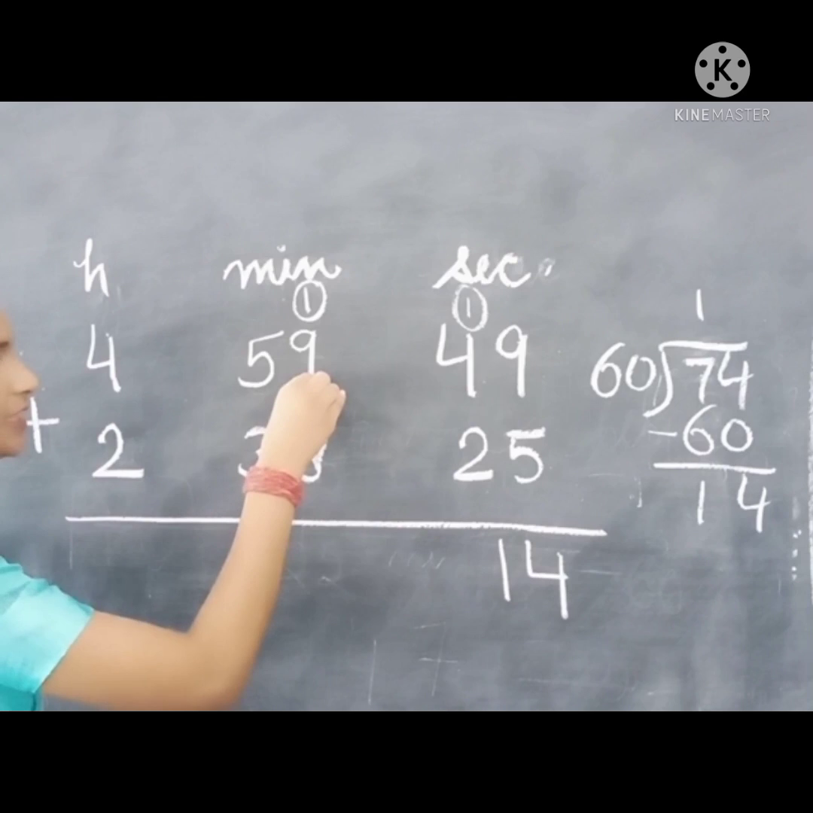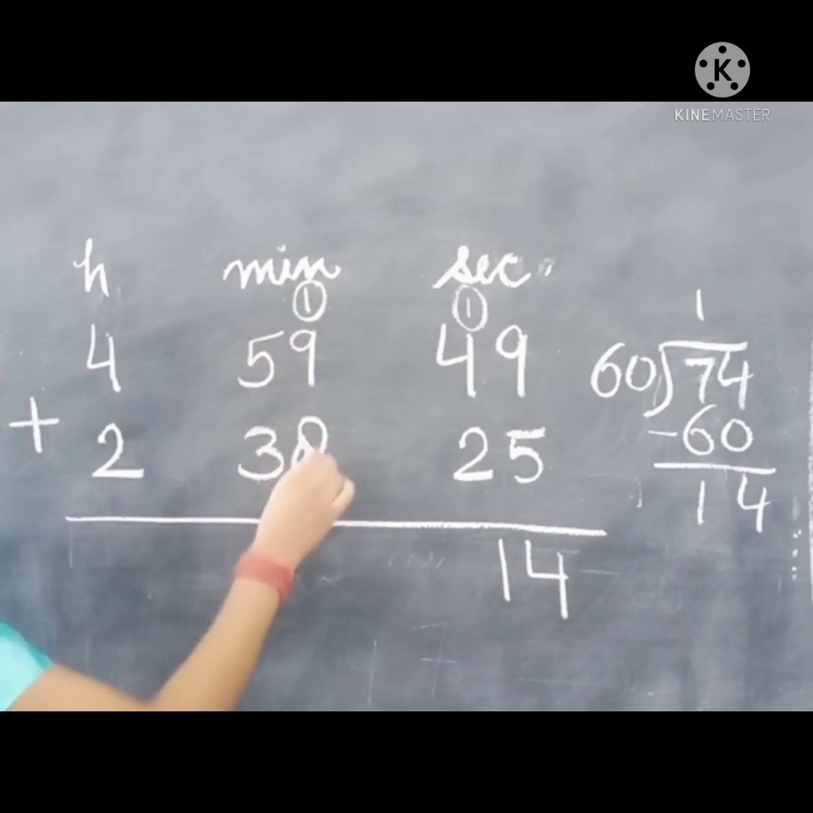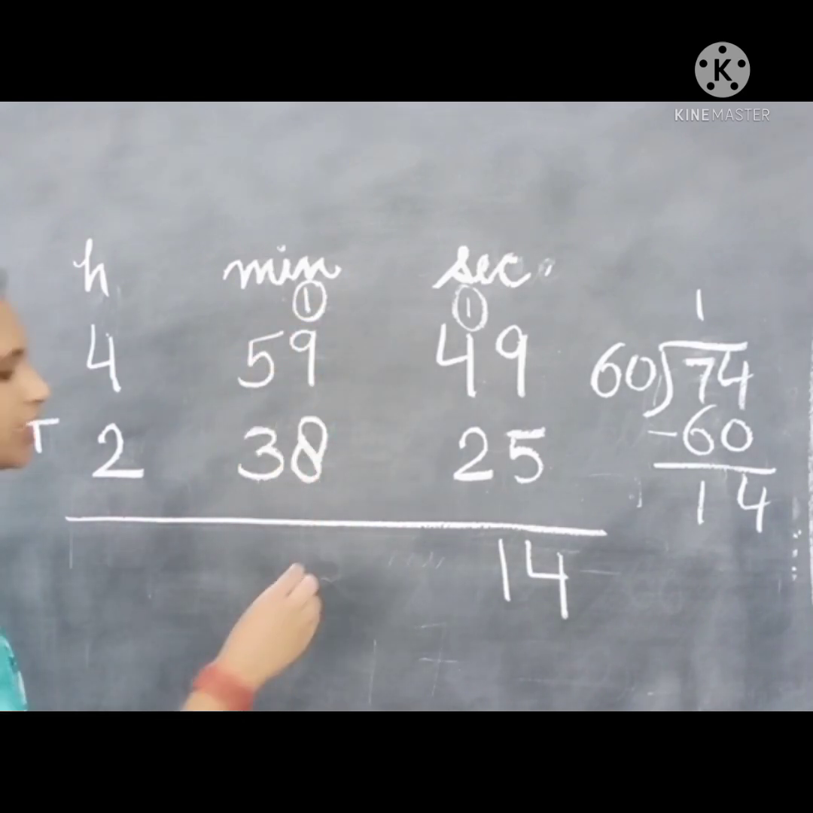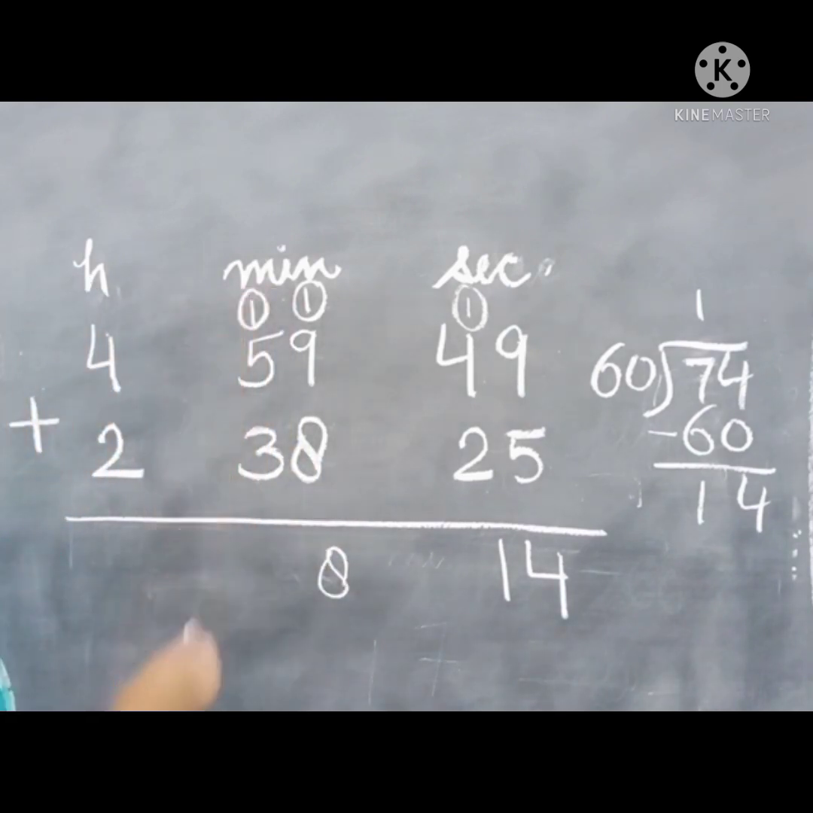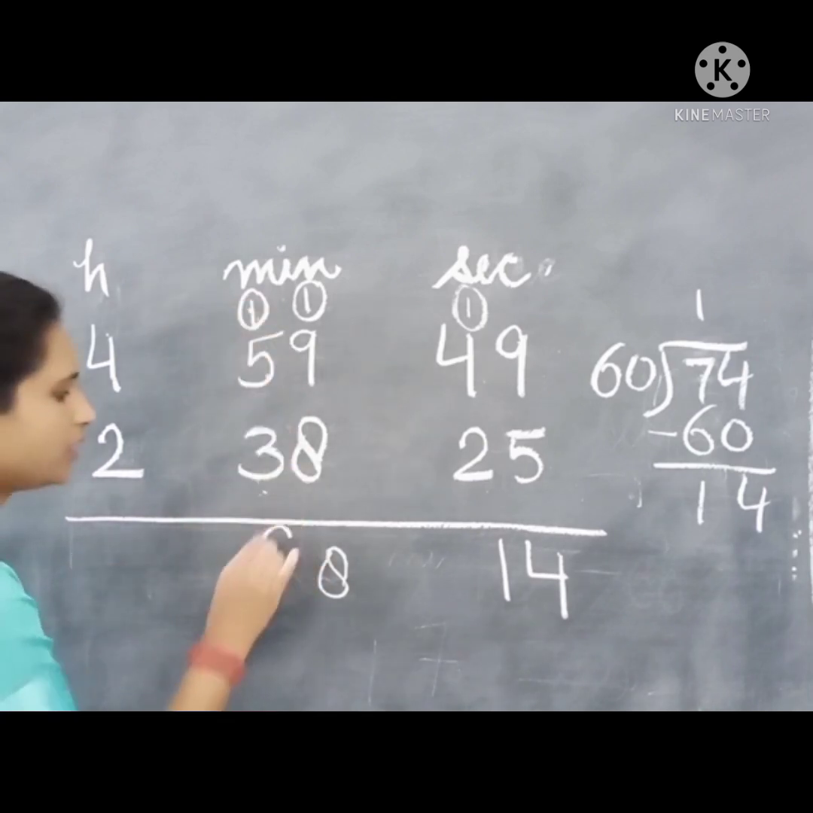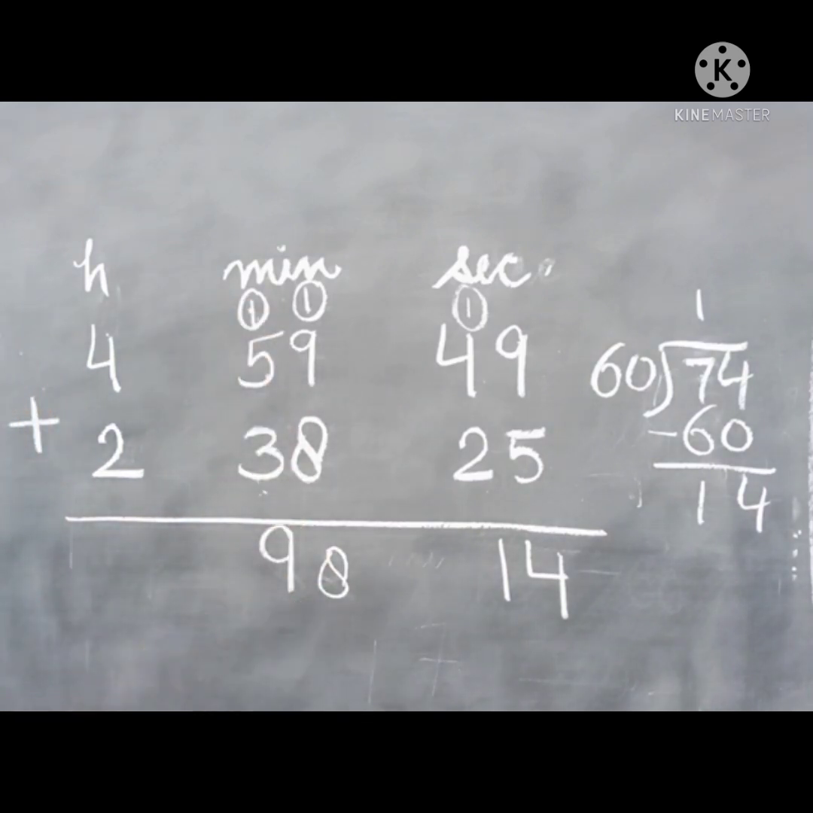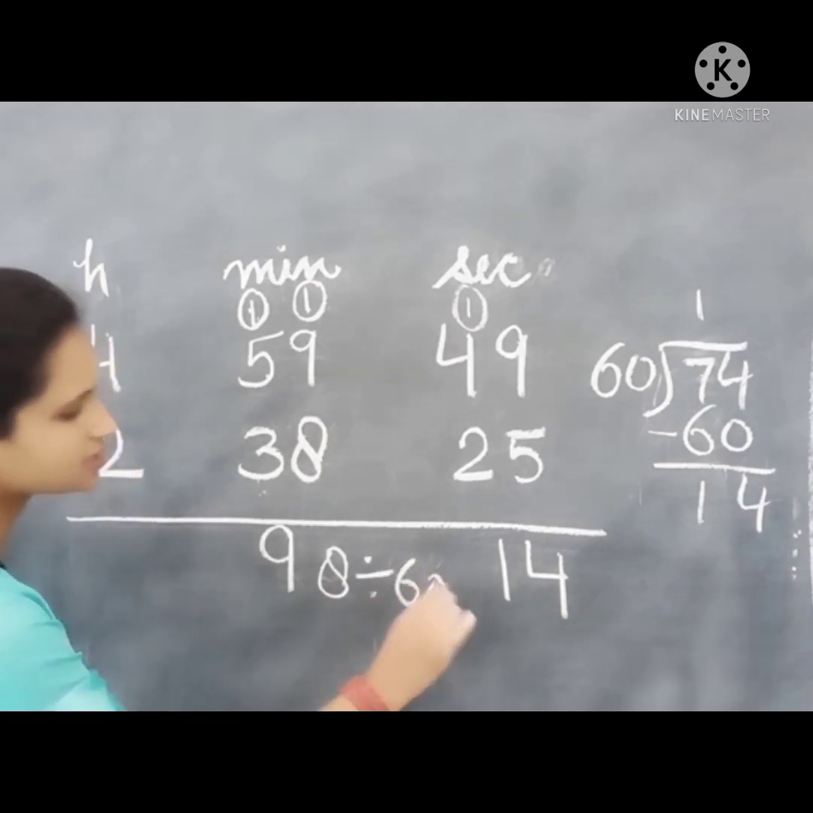Now add these. 9 plus 1, 10. 10 plus 8, 18. 8, and 1 will go as carry. 5 plus 3, 8, plus 1, 9. 98. Again this is greater than 60, so divide it with 60.